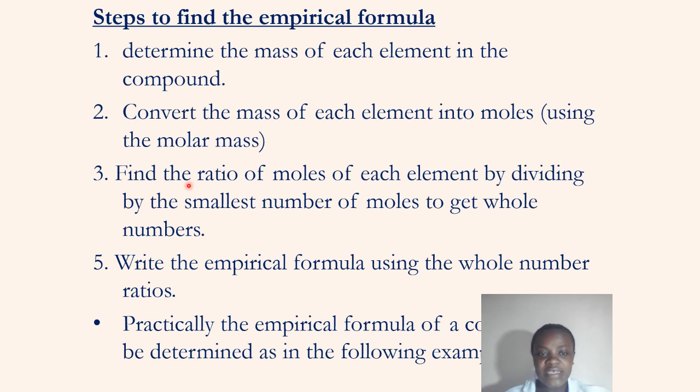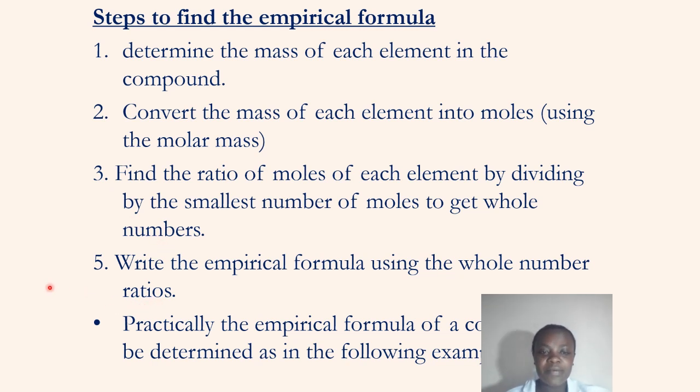Step number 3, we find the ratio of moles of each element. How do we do this? By dividing by the smallest number of moles to get whole numbers. We take the moles from the second step and look for the smallest number of moles, which we divide through all the other moles. We are going to see how that is done.